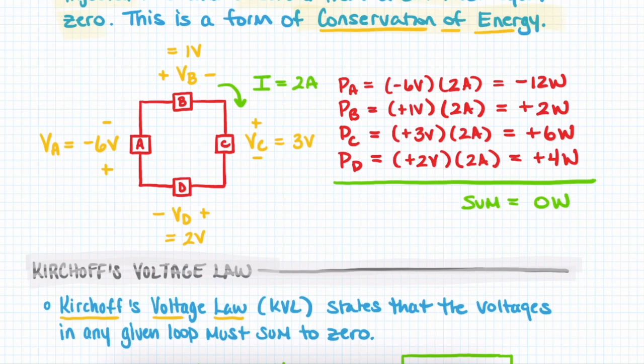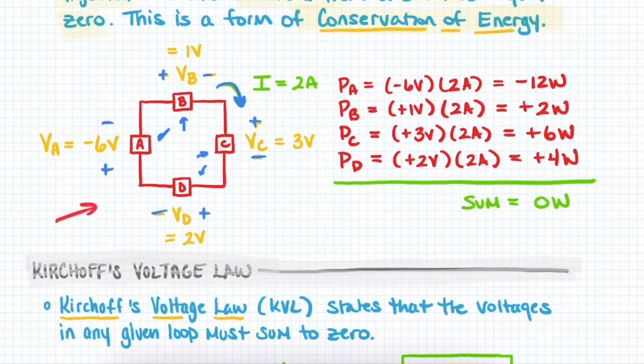So let's take a look at this example here. We have a circuit. It has 4 different elements. We have A, B, C, and D. And we can see that there's a constant current flowing through the entire loop of 2 amps. And we know what the voltage is across each one of these elements: VA, VB, VC, and VD. So let's quickly check to see if this circuit satisfies conservation of energy, satisfies Tellegen's theorem.